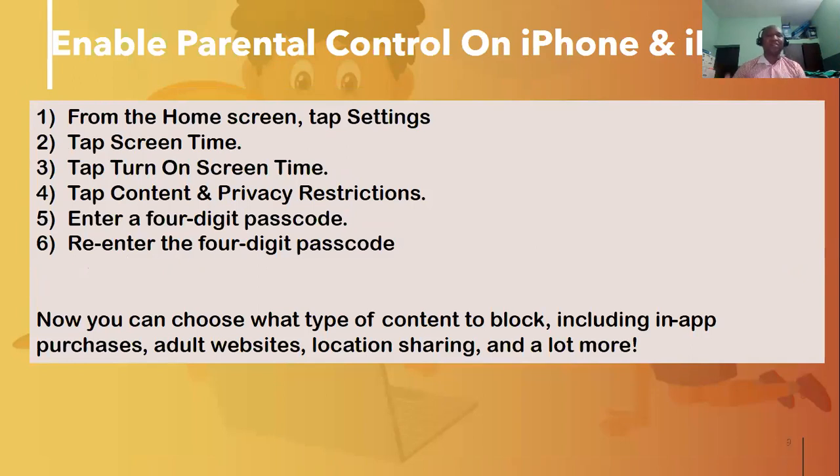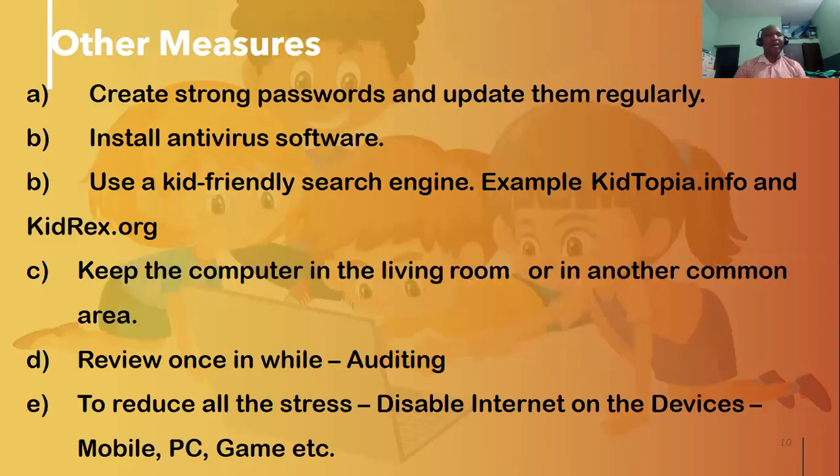Then tap content and privacy restrictions. Then number five, enter a 4-digit passcode. Then it will prompt you again to re-enter the passcode. Now you can choose what type of content to block, including in-app purchases, adult websites, location sharing, and a lot of that. Thank you.